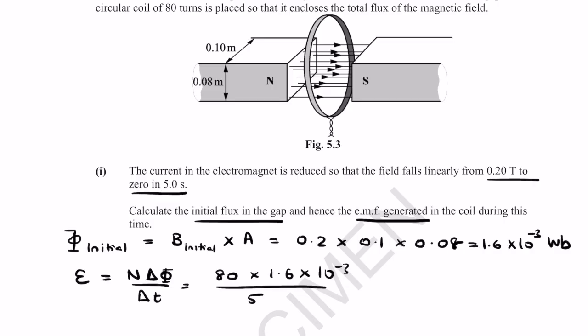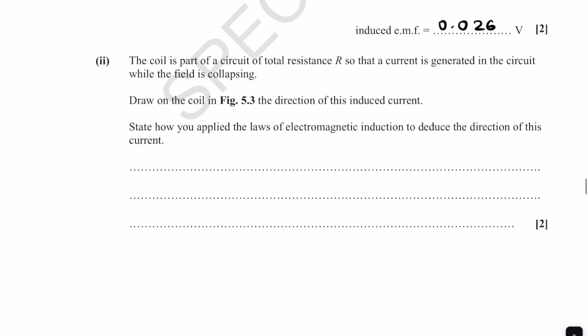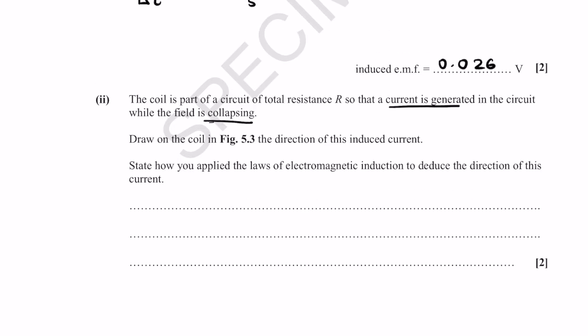0.026 volts. Okay, next it says the coil is part of a circuit of total resistance R, so that a current is generated in the circuit while the field is collapsing. So the field is obviously decreasing, but a current is generated in the coil. Draw on the coil in figure 5.3 the direction of this induced current and state how you would apply the laws of electromagnetic induction to deduce the direction of this current.